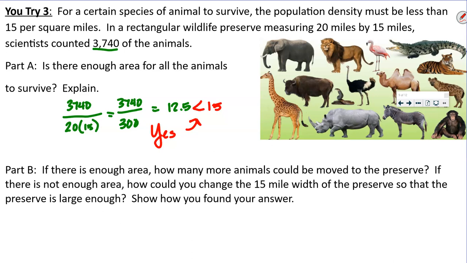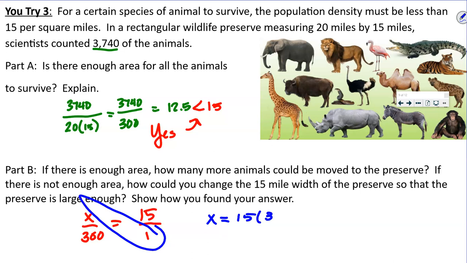So basically, we have our X over our 300, right? That's how many. And then that has got to be equal to the 15 over the 1, right? So we want 15 animals per every 1 square mile. So we're going to cross multiply this again here. So X equals 15 times 300. So X equals 4,500. So that's the max number of animals that we could have in there.